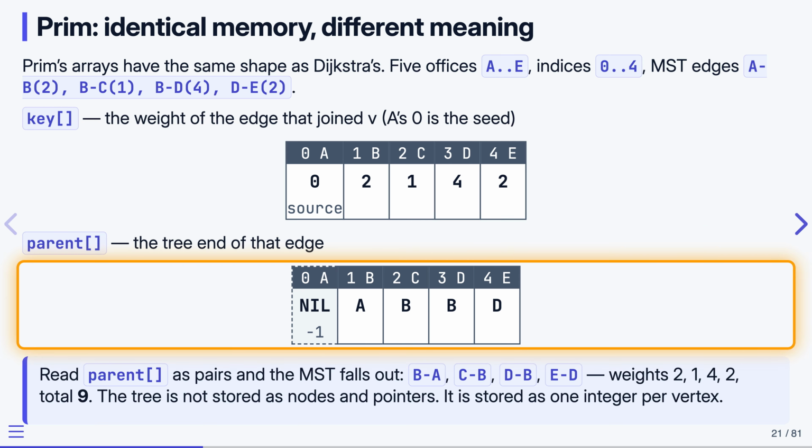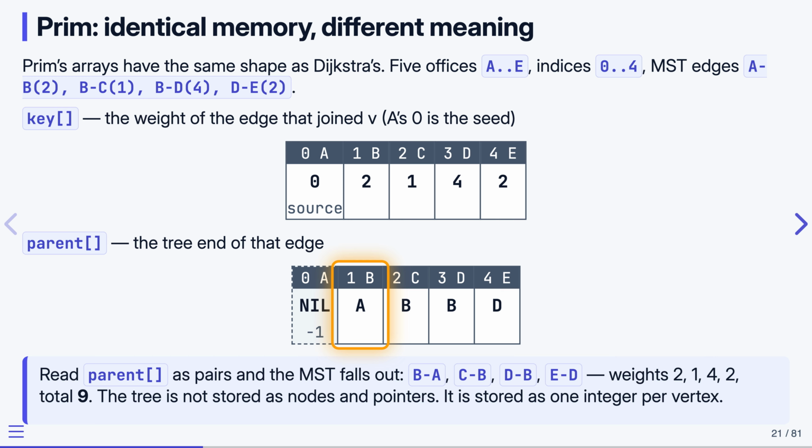And this second array is parent. For each office, it remembers which office is on the other end of that cheapest edge. Watch what happens when we read it. The whole tree is going to fall out of this one row of numbers.